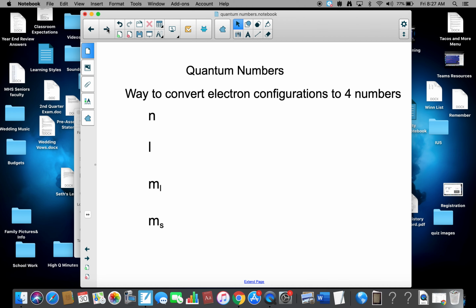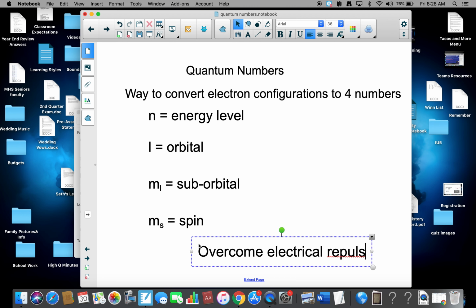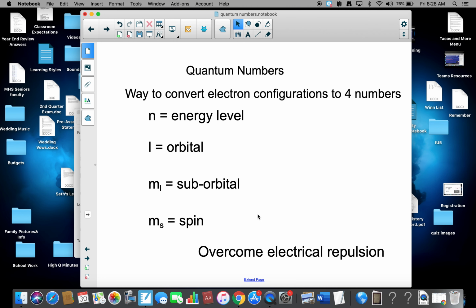Well, in order to do this, we make them value N, L, M sub L, and M sub S, where N is energy level, L is the orbital, M sub L is the suborbital, and M sub S is the spin. When we say spin, we mean two possibilities, either positive direction or negative direction. And the reason we do this is to overcome electrical repulsion. Okay, so electrons want to fly apart, so spinning allows them to coexist.